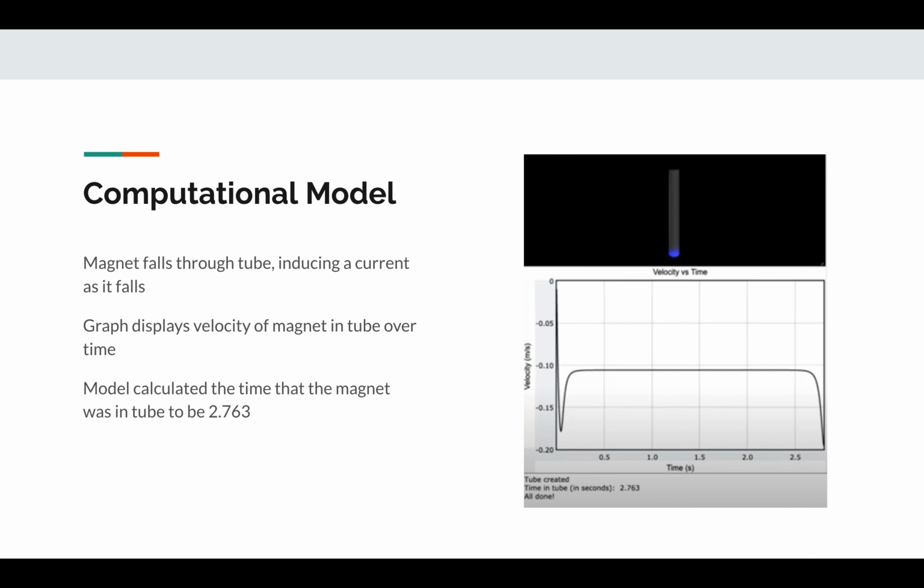Here we can see our computational model. The magnet falls through the tube, inducing a current as it falls. The graph displays the velocity of the magnet in the tube over time. And the model calculated the time that the magnet was in the tube to be 2.763 seconds.